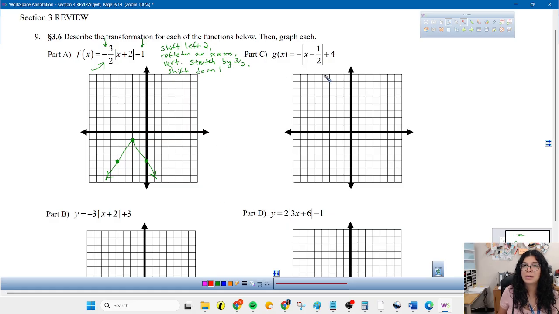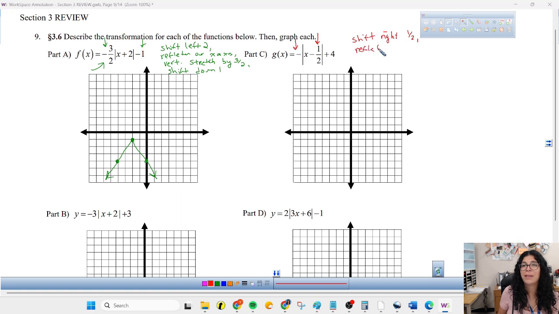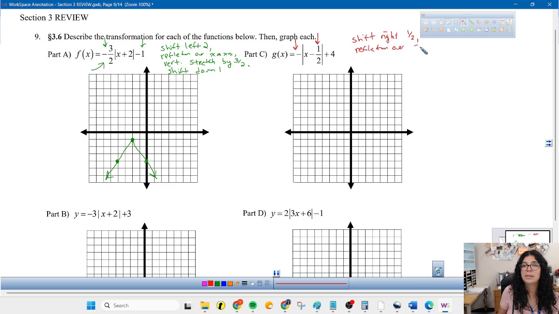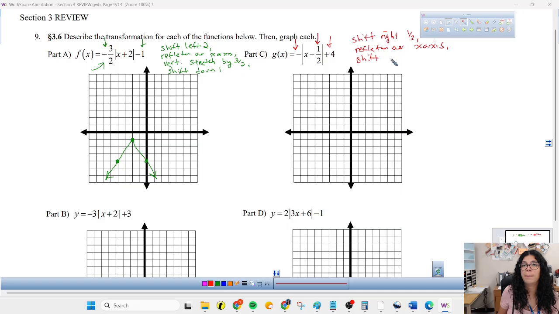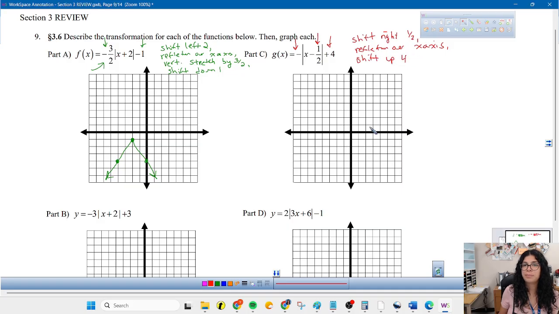Let's do part C next. So on part C, let's do the transformations first. Inside with x, we're subtracting 1/2, which is going to be a shift to the right 1/2. Again, remember, everything with x is the opposite. We're also multiplying by a negative on the outside, which is, again, that reflection over the x-axis, which is why it is a downward-facing V shape. And we're adding 4, which means it'll be a vertical shift up 4.